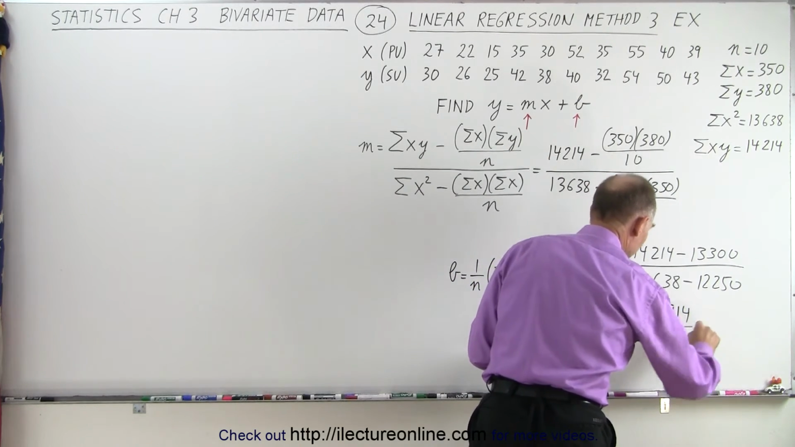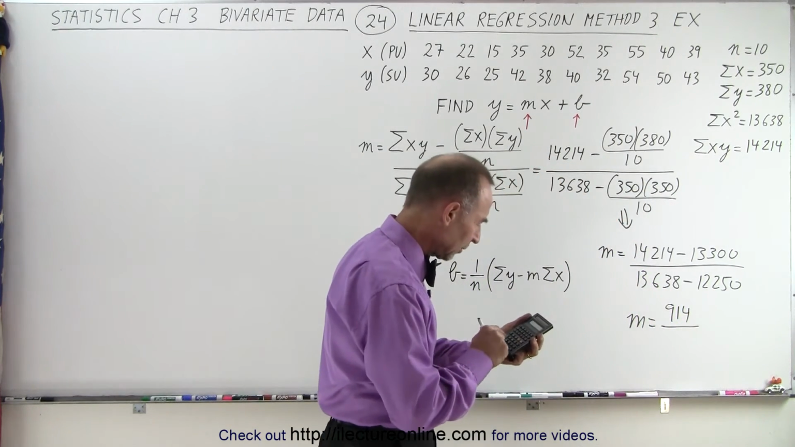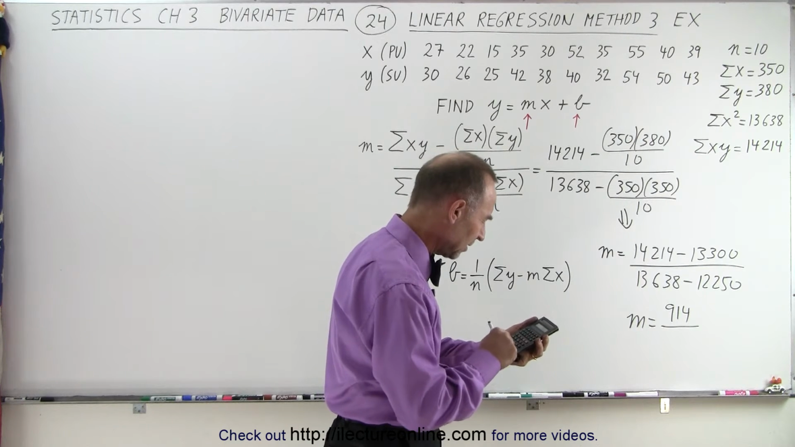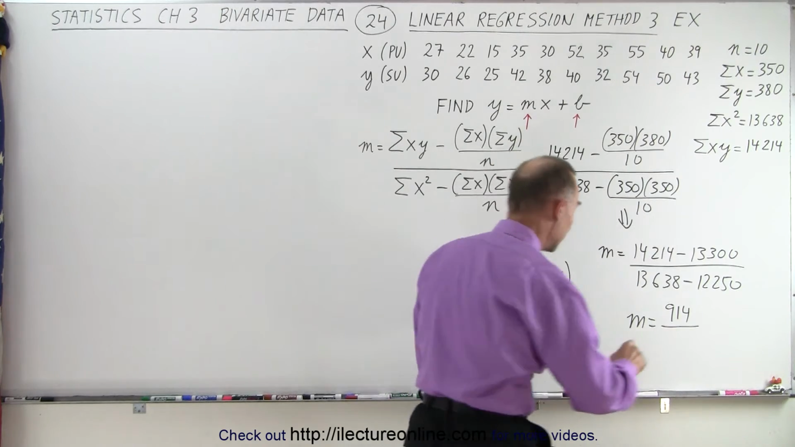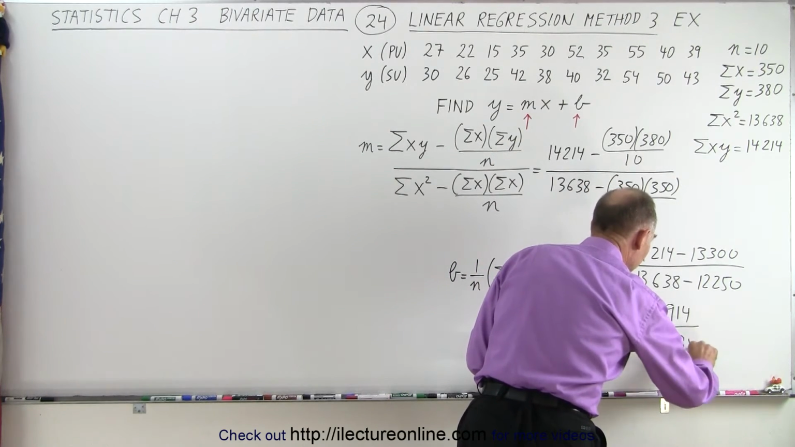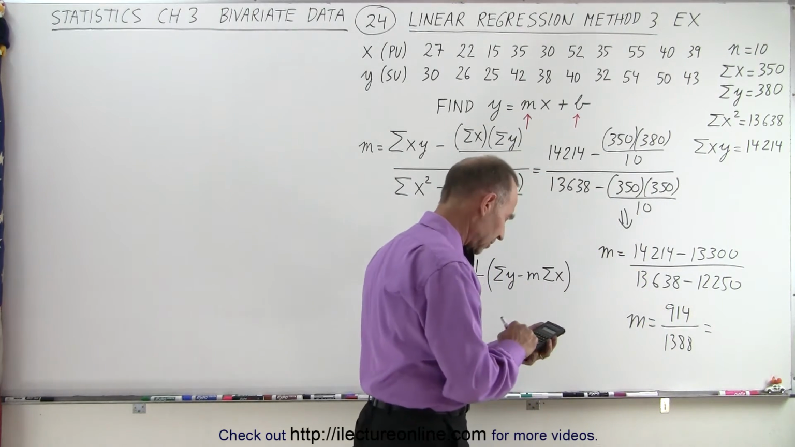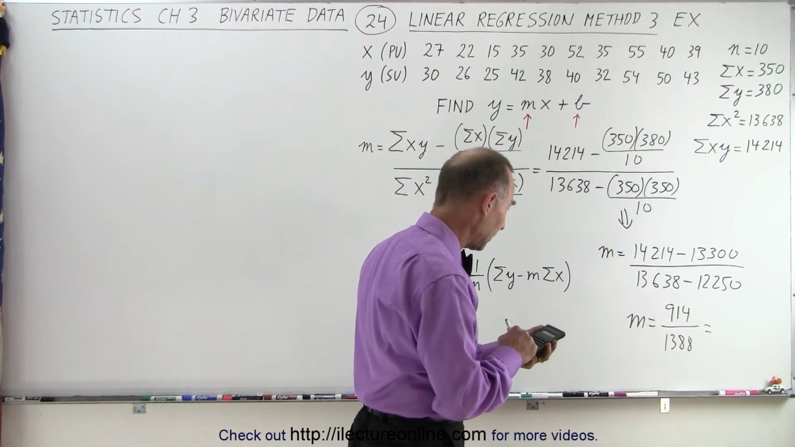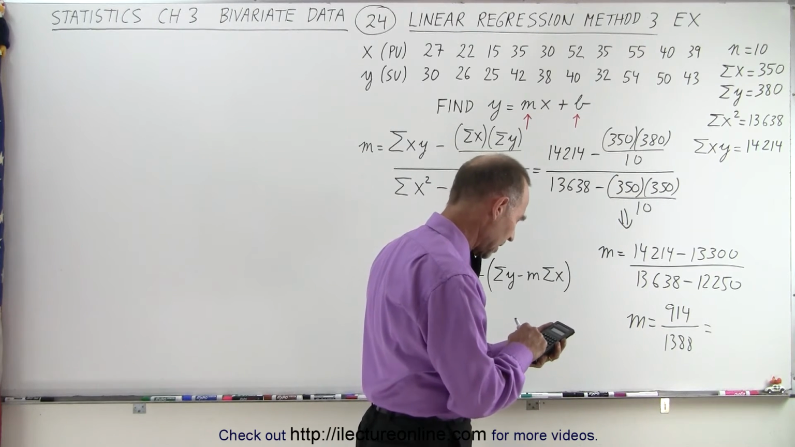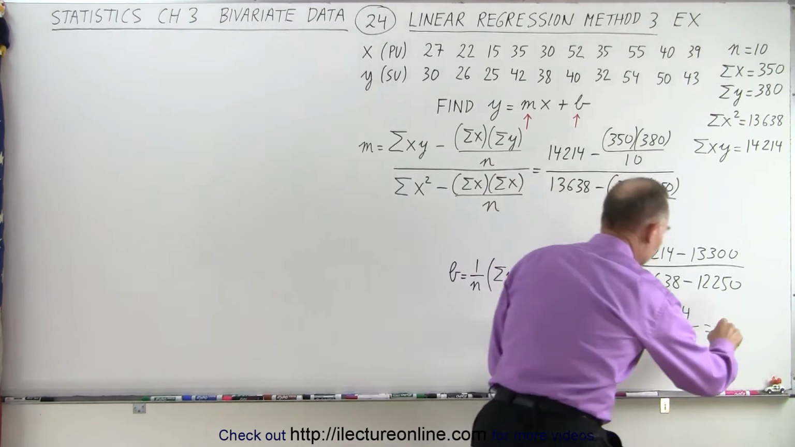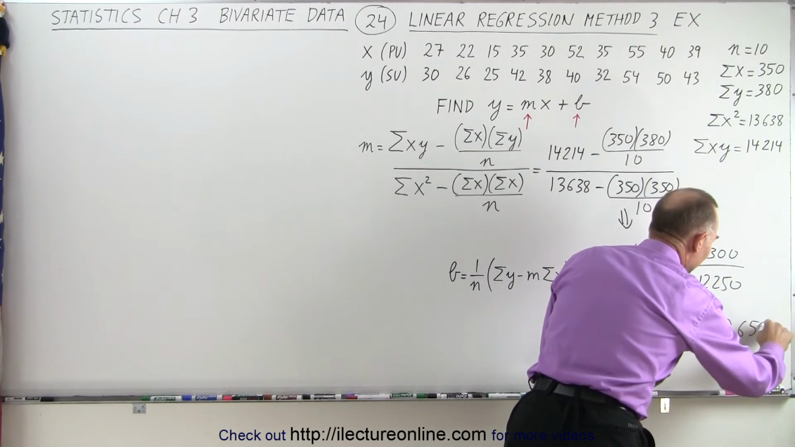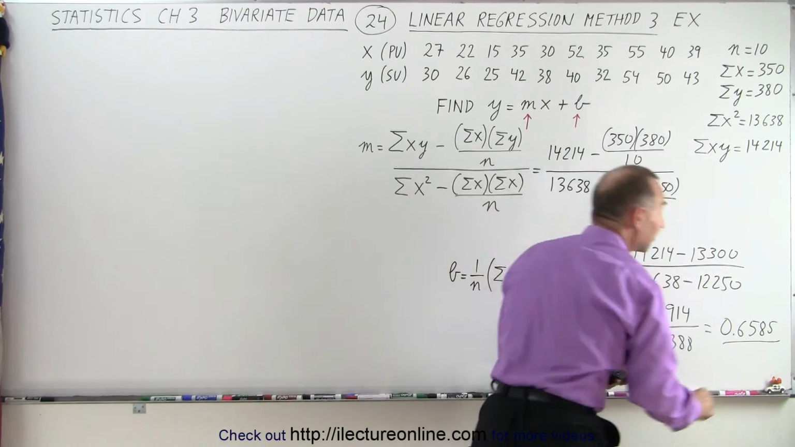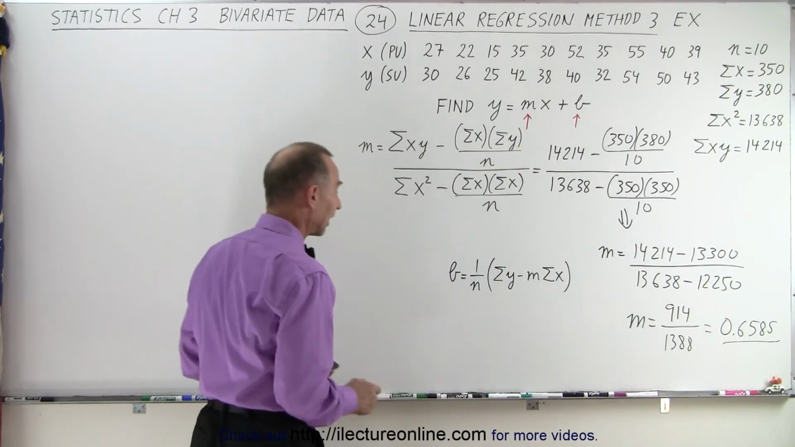And that looks like a familiar number. Divided by 13,638 minus 12,250. And we get 1388. That also looks familiar. And so now we get 914 divided by 1388. And we get 0.6585, which again is the exact same value we got before. So that looks like that's correct.